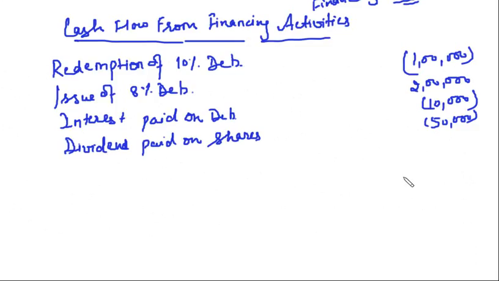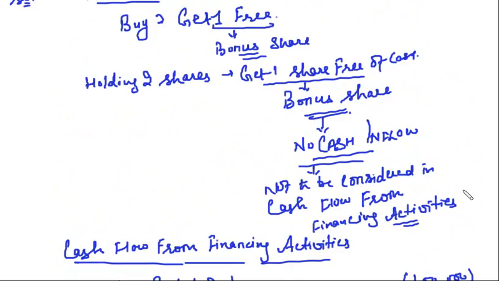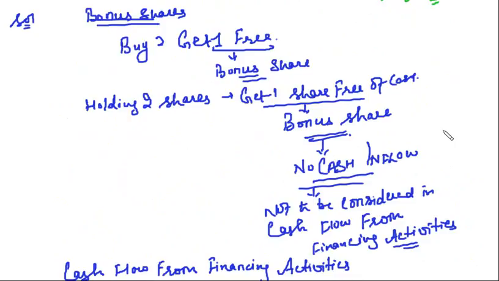So this is our net cash flow from financing activities. Clear? What is this net cash outflow? This comes to 1,60,000. Right? So the important point here was the bonus shares. Otherwise this question was very simple. Right? The important point was only bonus shares.